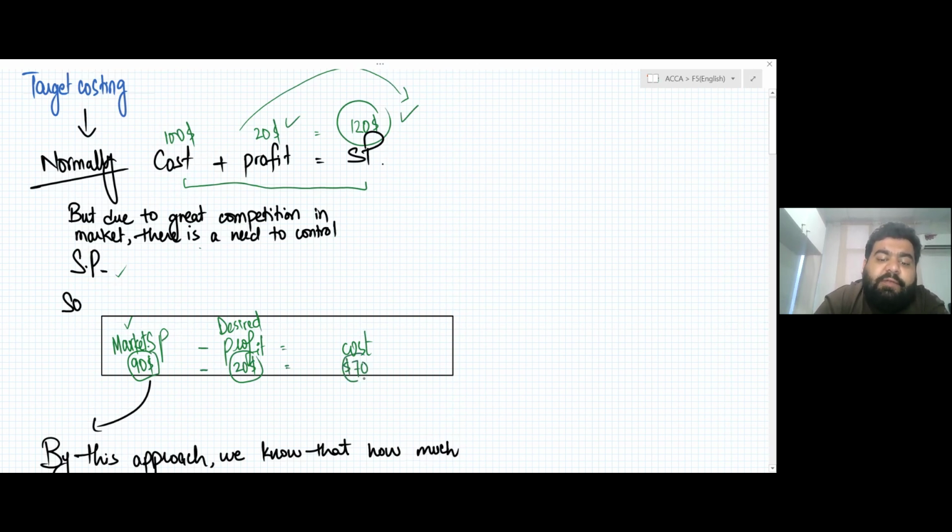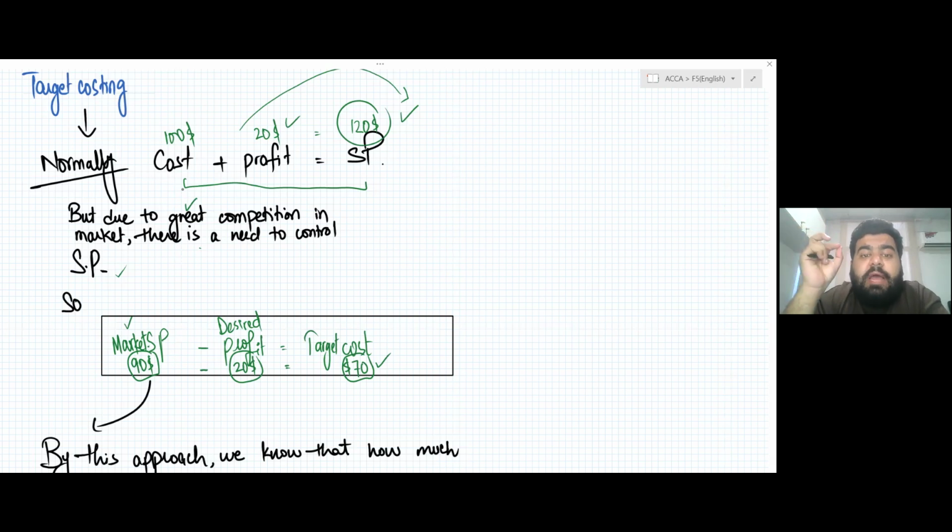It means that we must have the target to complete the product and incur a cost of $70. It must be the target for you to complete your production and all costs within $70. If you increase the cost from 70, then you will have to raise the selling price, and if the selling price is more, obviously no customer will come to you due to great competition. That's why you have to think reversely. First you were doing cost plus profit is equal to selling price, but now this is not the game.